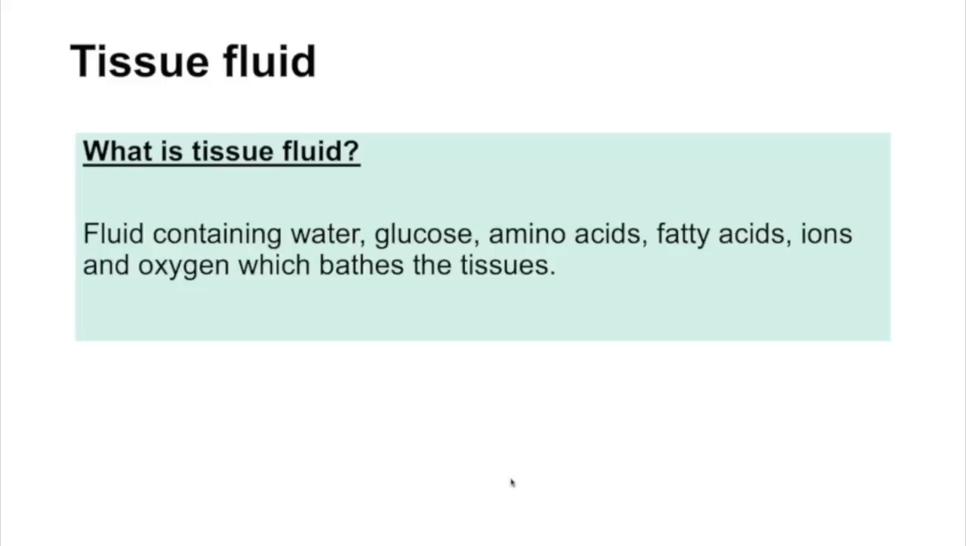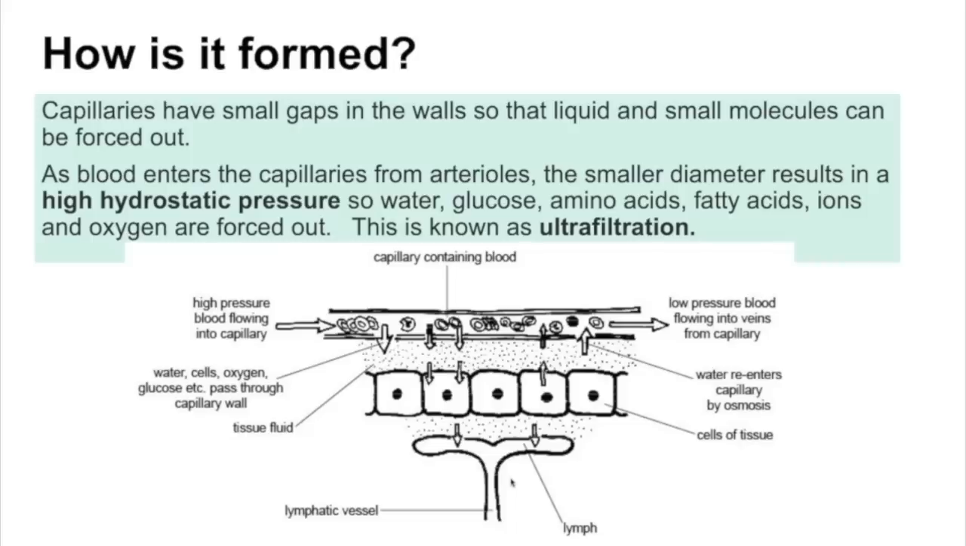Tissue fluid is a fluid that contains water, glucose, amino acids, fatty acids, ions and oxygen, and it's the liquid that is forced out of the capillaries to bathe the cells, to make sure the cells are getting all of the minerals, nutrients that they require from the blood. Now it's formed due to the fact that capillaries have very, very small gaps between each of the cells that make up the capillary walls.